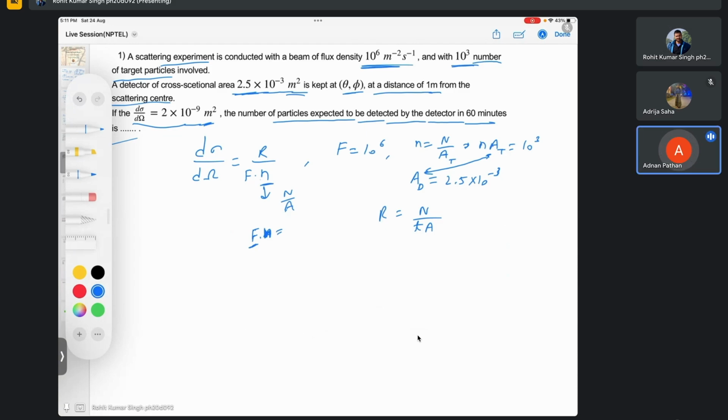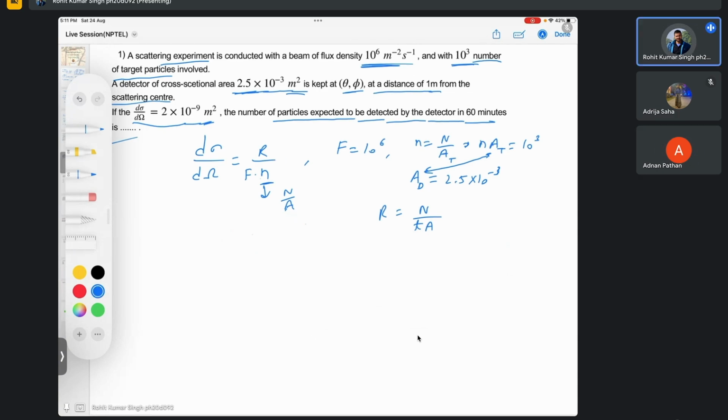I'm saying that we can just take the n value, the F dot n. You are saying this, right? Yes, the capital N is there, so that is the number of... This is what I'm saying. We just take n as 10 power 3, and we know the number density of target particles.